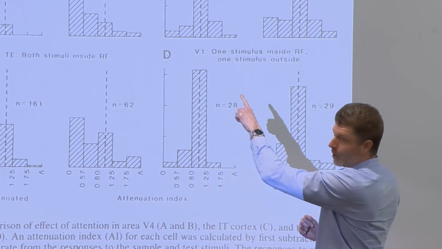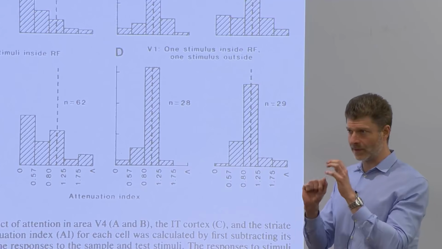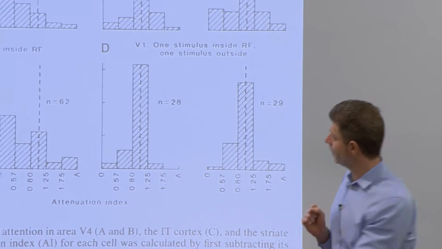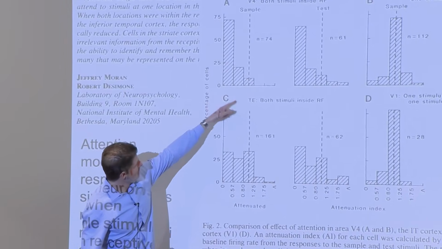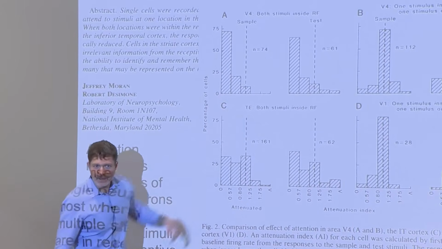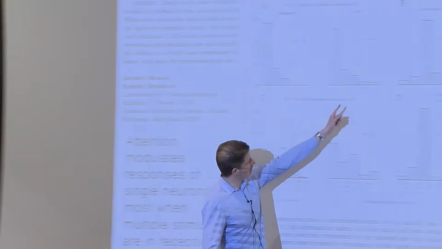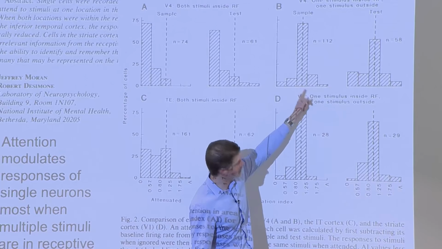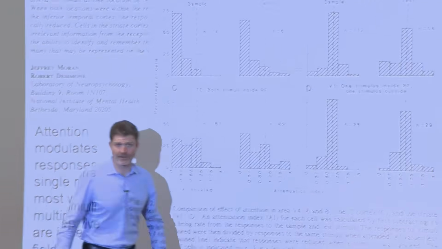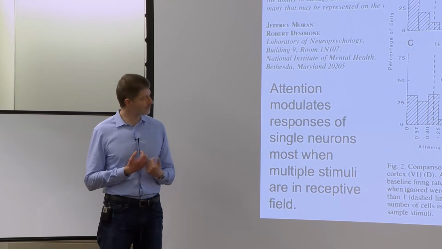Now, for V4, they did 2 versions of the experiment. One in which both of the stimuli, the one that's attended and the one that's ignored, are inside the receptive field, and that's what's shown here. And what you're supposed to take away from this is that the histogram is peaked down here near 0. Okay? So most of the neurons are modulated by attention. Here is the variant of the experiment where one stimulus is inside the receptive field and one stimulus is outside. Okay? And so here the result looks fairly different. Now you get a histogram that's peaked near 1. Okay? So much less attentional modulation.